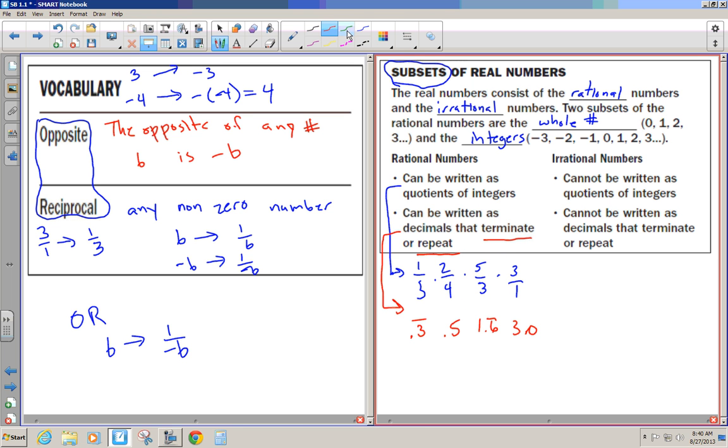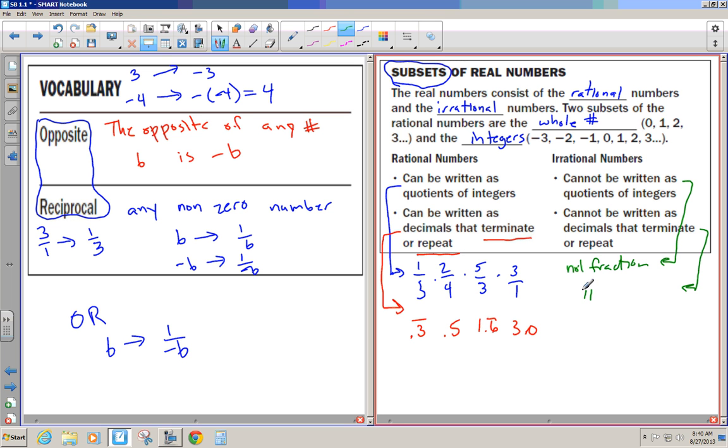Irrational numbers, on the other hand, cannot be written as the quotient of integers. So they are basically not fractions. And they cannot be written as decimals that terminate or repeat. So there will be no bar over top of it. There's no way to actually write out these numbers. So instead, you have to write them out either in their mathematical term or as a symbol.